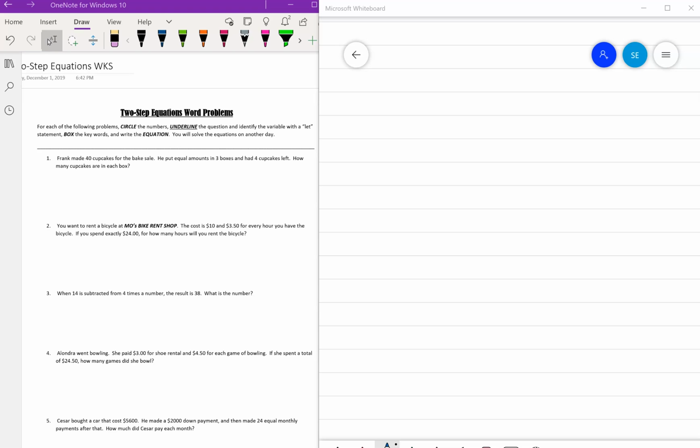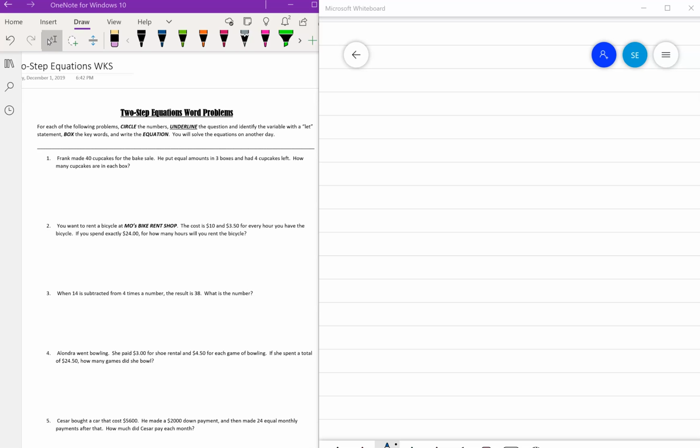Okay, we're going to work on some more two-step equation word problems. This is all a part of Block 4 notes. So we're going to look at number 1. Frank made 40 cupcakes for the bake sale. He put equal amounts in 3 boxes and had 4 cupcakes left. How many cupcakes are in each box? Now, if we were in a non-pandemic, you would have this and you would be able to write all over it. But like I said, we need to start practicing our skills where we are writing stuff down on our paper and not missing important information.